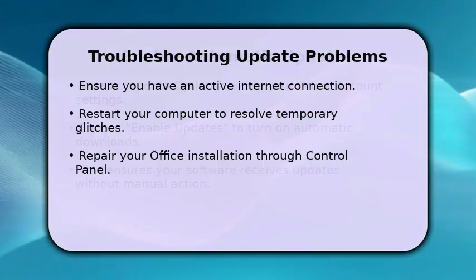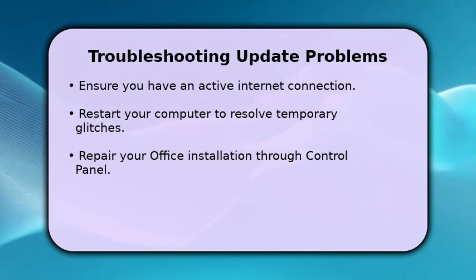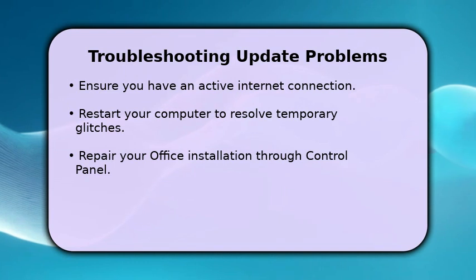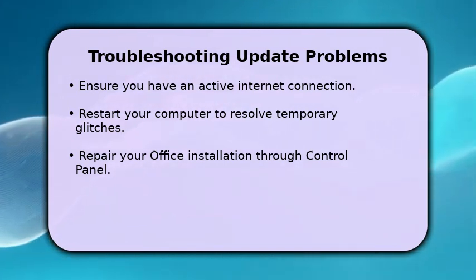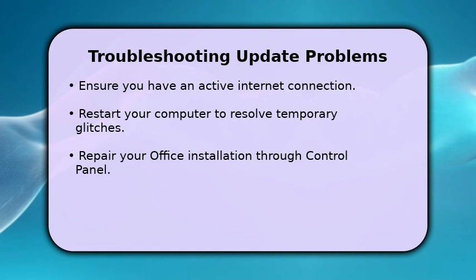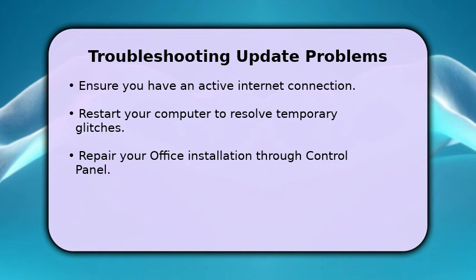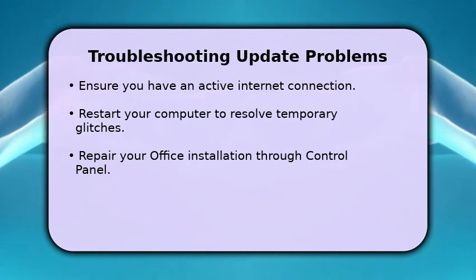If you encounter issues while updating, don't worry, there are a few simple steps to troubleshoot. First, confirm you have a stable internet connection. Sometimes, a quick restart of your computer can resolve minor glitches. If problems persist, consider repairing your Office installation through your computer's control panel. As a last resort for persistent failures, reinstalling Office can often resolve even the most stubborn update issues.